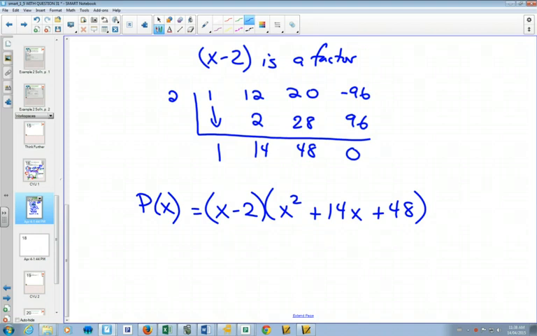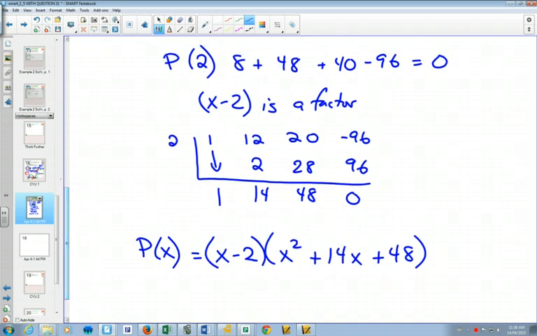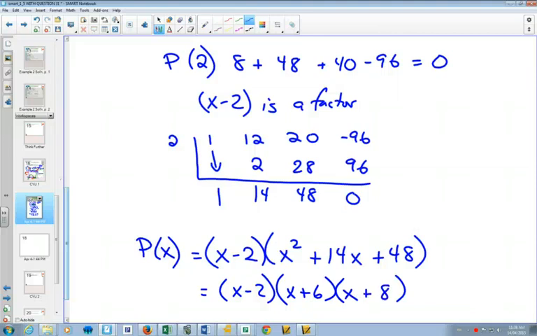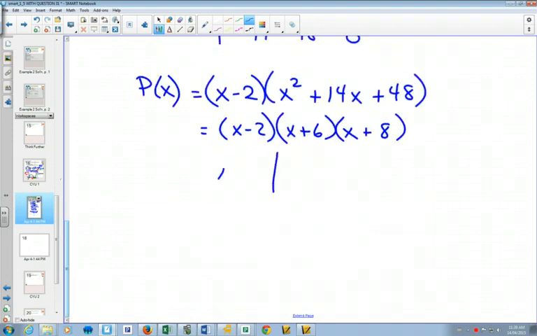And the x squared plus 14x plus 48, you'd have to check if you could factor that. And looking at it, yes, it does factor. Six times 8 is 48, and 6 plus 8 is 14. So when they ask for all the solutions, when I solve this when it's equal to 0, I get x equals 2, x equals minus 6, and x equals minus 8. Those would be all 3 possible solutions.